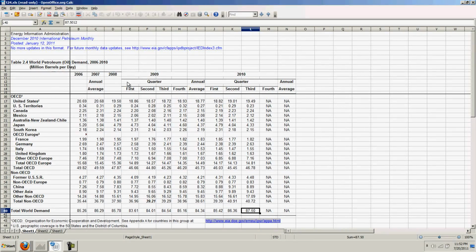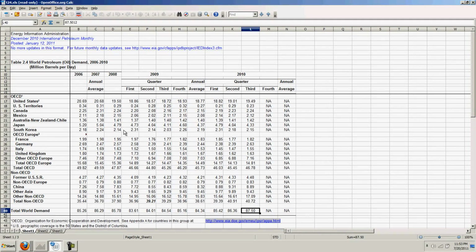So the world oil demand per day is roughly 100 million barrels of oil per day that this commodity is used up.